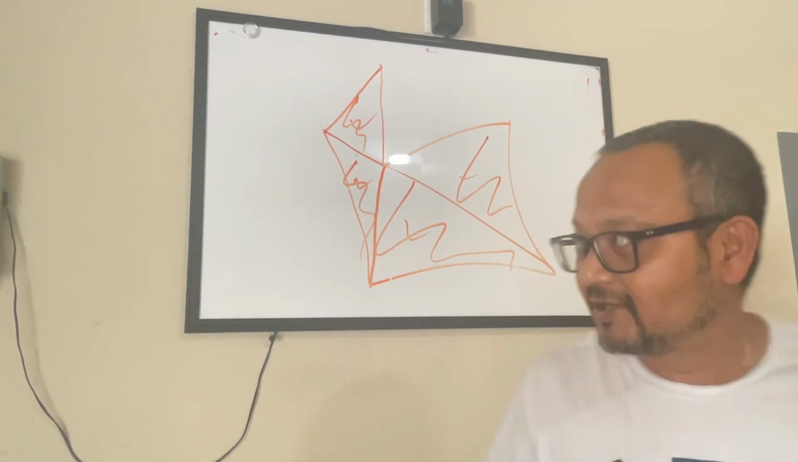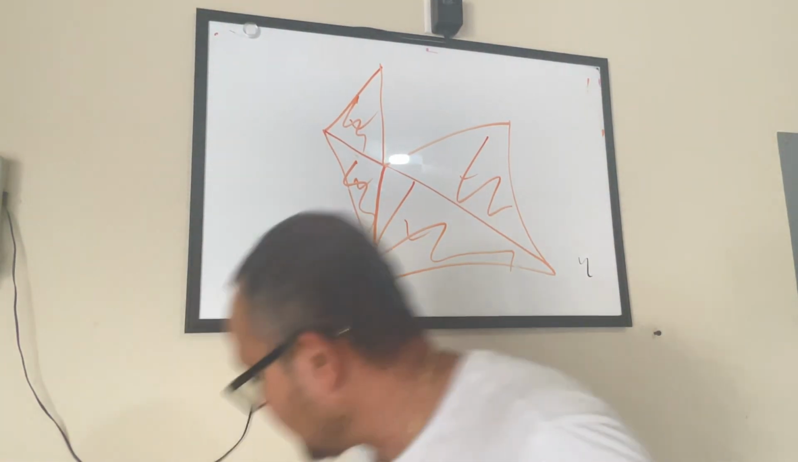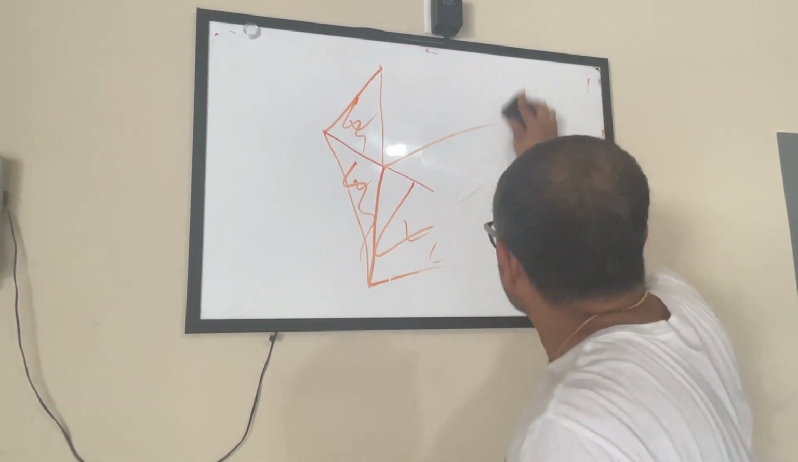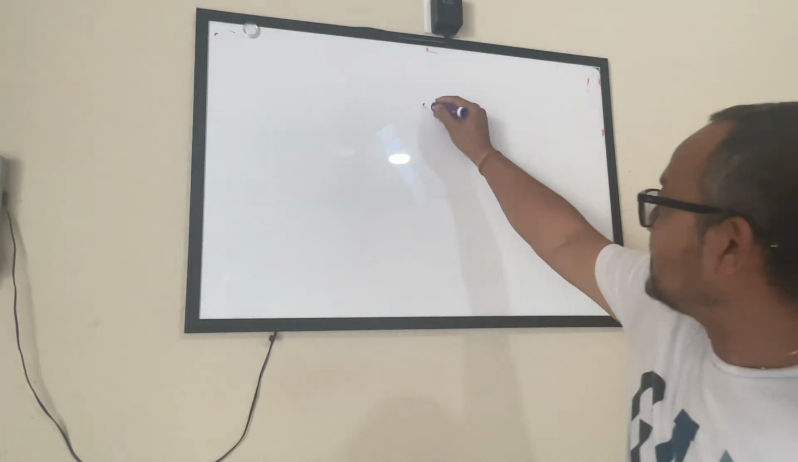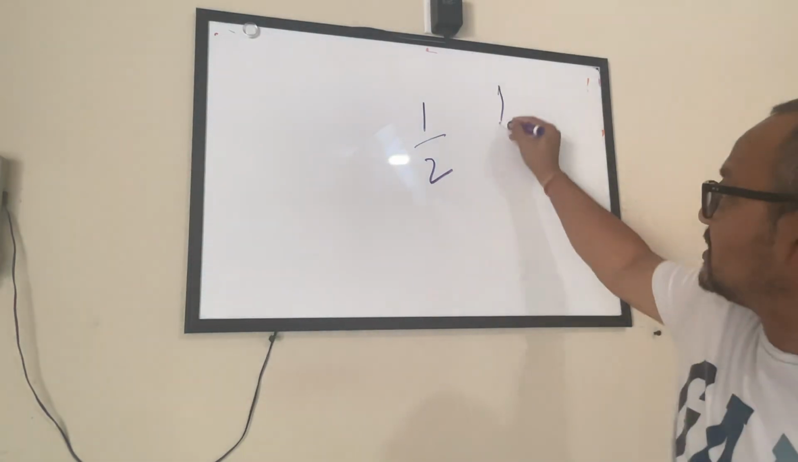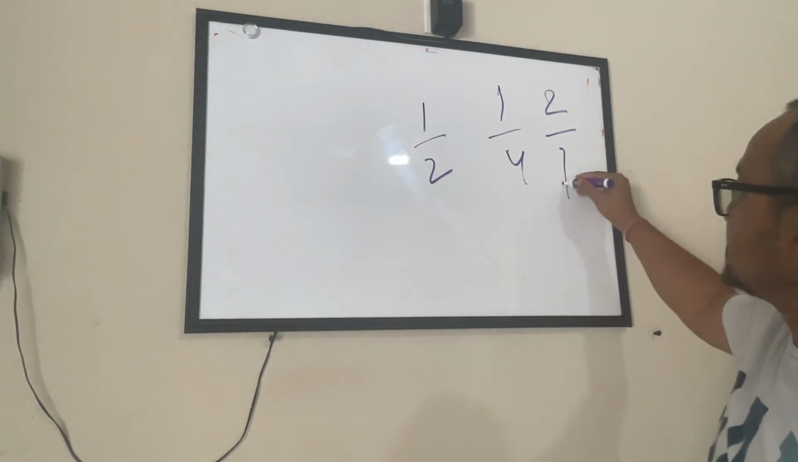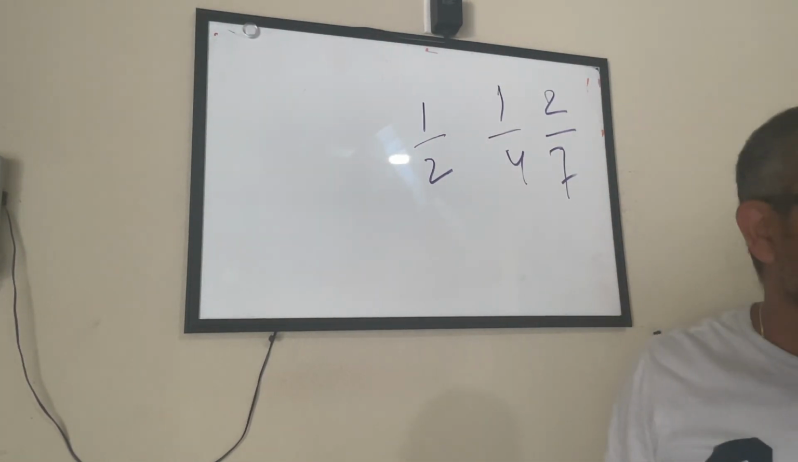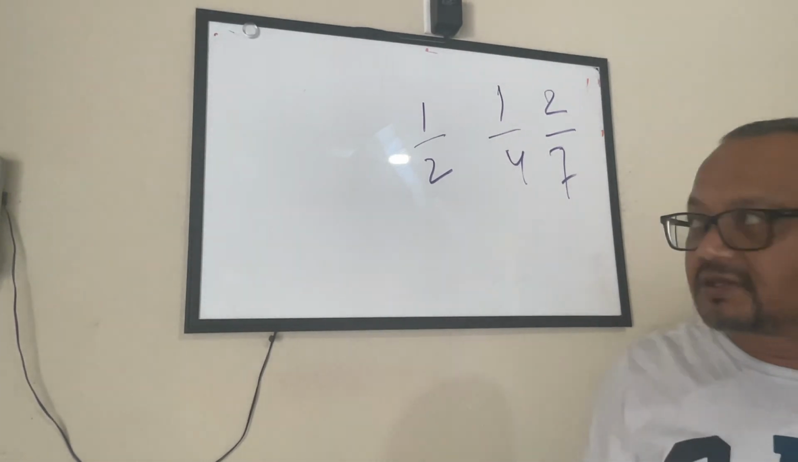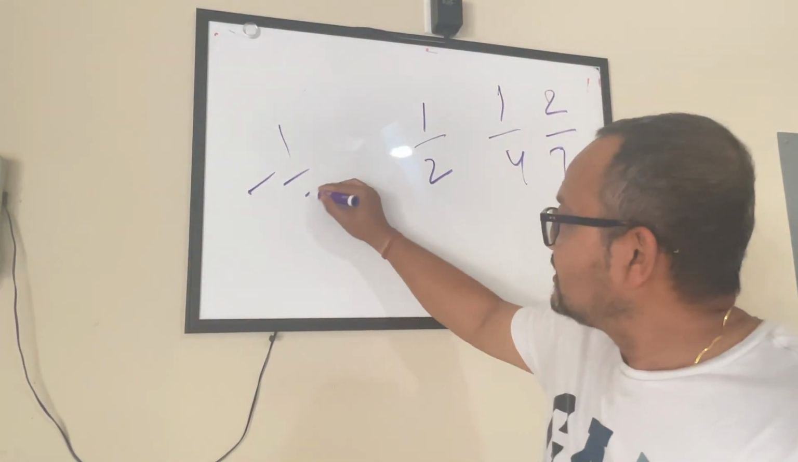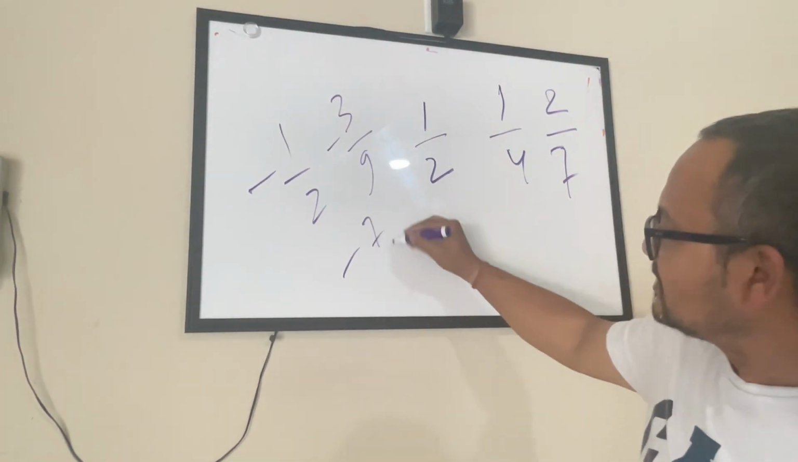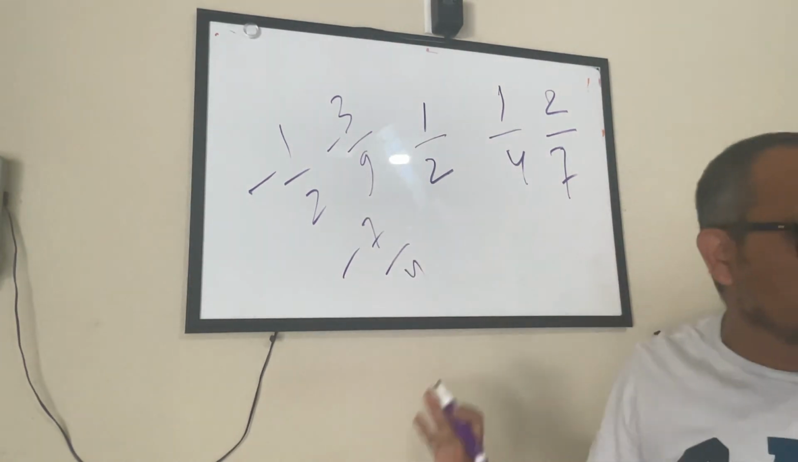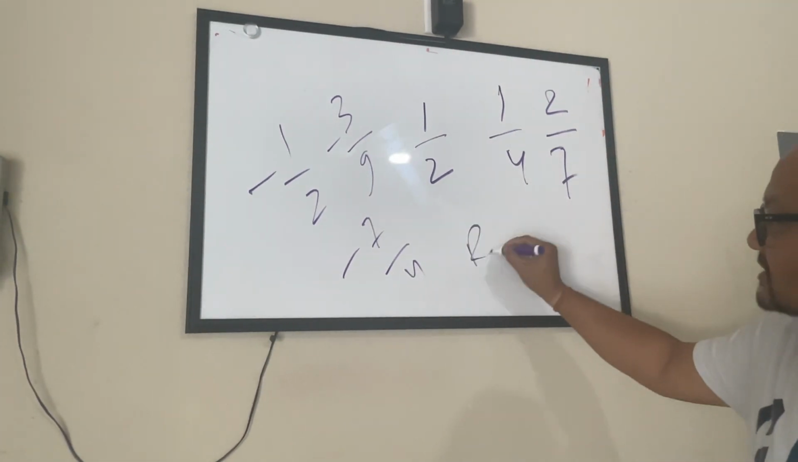Don't think too much. Anything that can be written as a fraction. See, we say fraction. This is fraction. This is fraction. This is fraction. Yeah? They are all positive numbers. If you include this also to the group, the whole group together is called rational number.